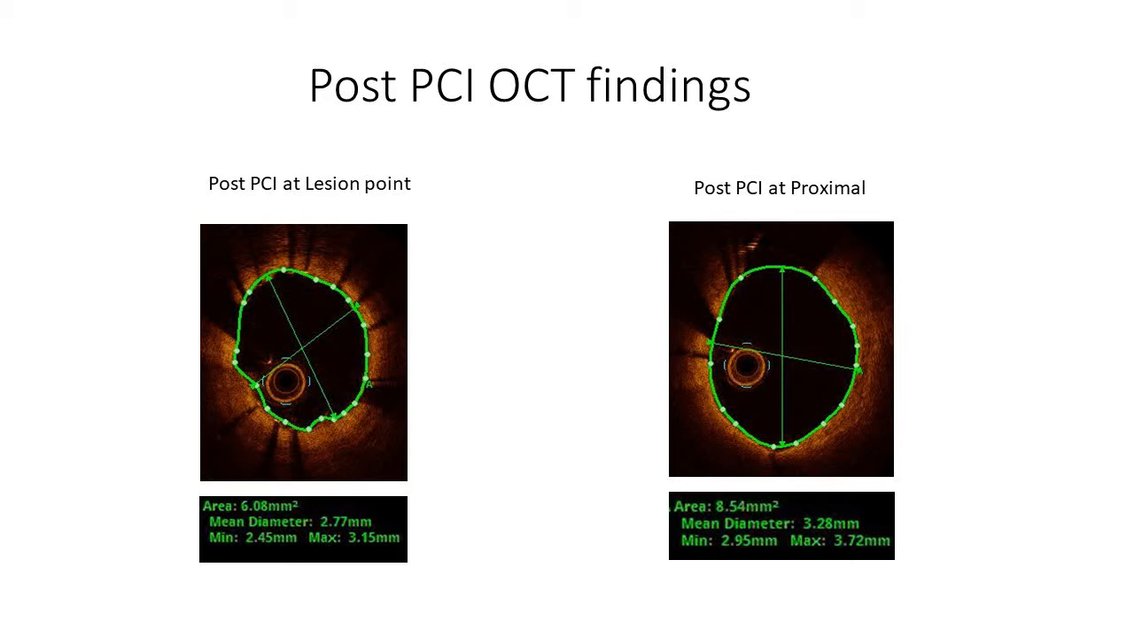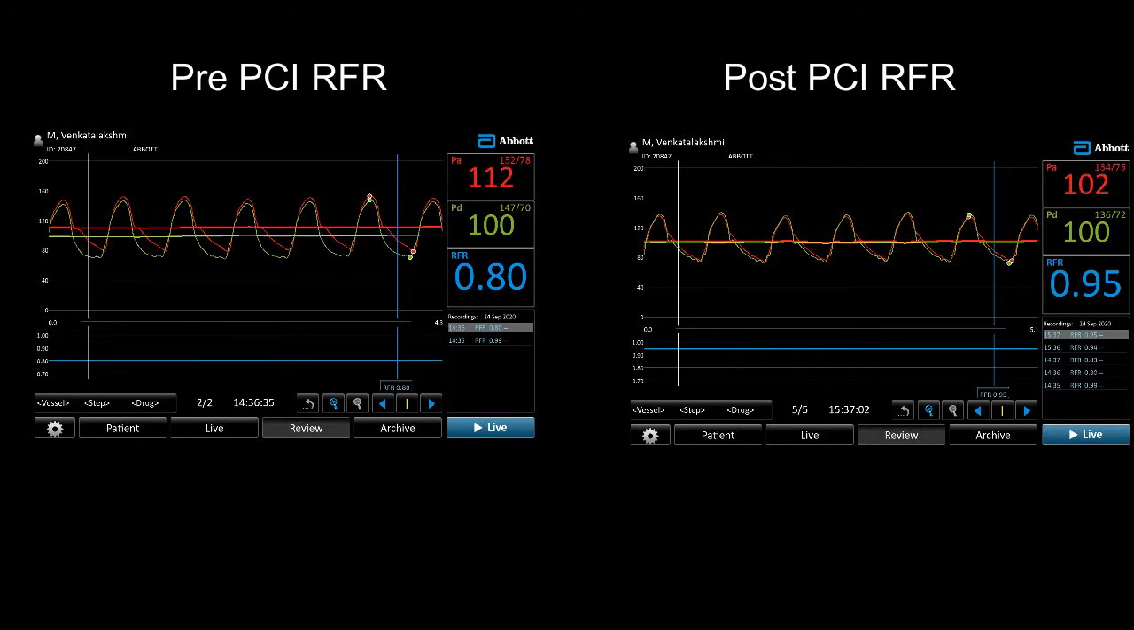We did a post RFR, and we got a value of 0.95. You would have noted previously our value was 0.80. Post procedure, the RFR value is 0.95, and we know that this value indicates lower MACE rates at 1 and 2 years. Post-procedure values are validated more for FFR than for the resting indices, and we know that an FFR value more than 0.95 gives a MACE rate of just 4.6% over 1 year.